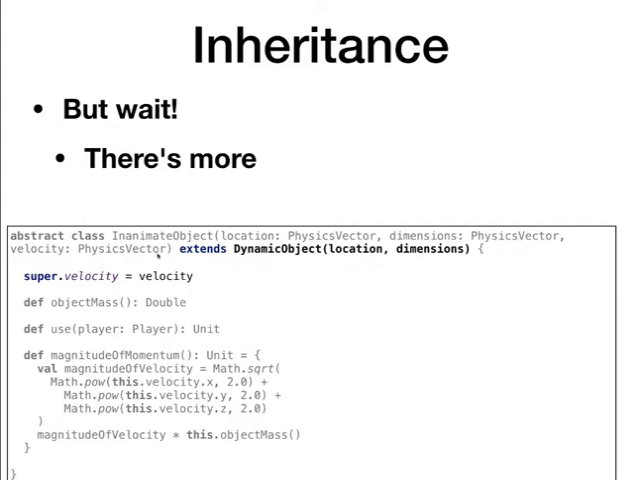Because I have a variable named velocity already, so if I say velocity equals velocity, it's just going to be a mess. It's not going to work. It's not going to do what I want it to. But if I do super.velocity, now I'm using the velocity in the dynamic object class, setting equal to this velocity.